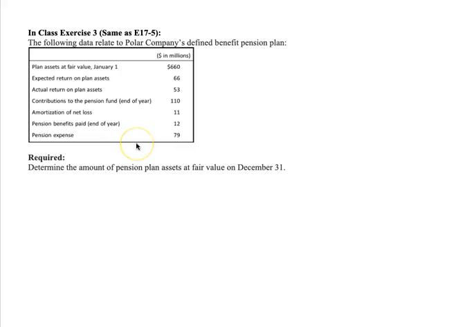Now in this problem, it doesn't tell us all the information we need to do a full pension because they're only asking for us to calculate the pension assets at fair value at the end of the year. So they're just wanting one single number here. And they're not going to break down the pension expense to explain interest and service costs because we do not need that to find the plan assets. So let's talk about that just a little bit.